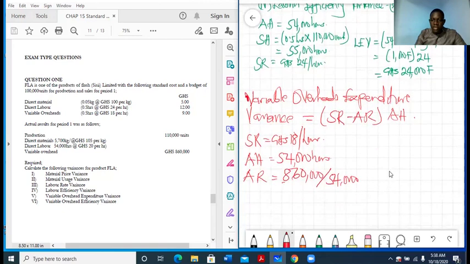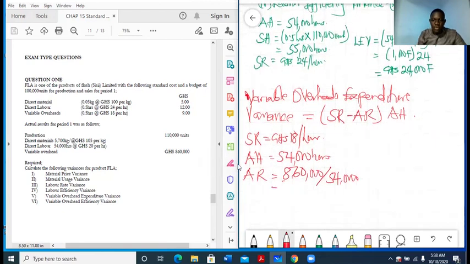That will give us our actual rate, and that is equal to 860,000 divided by 54,000, and that gives us 15.9259. Okay, so let me leave it at that. It recurs. So that gives us an actual rate.